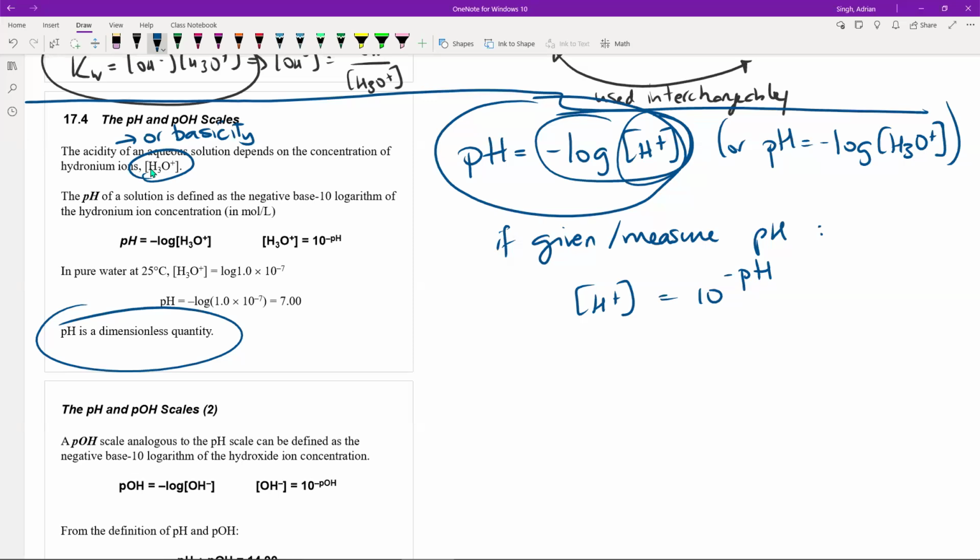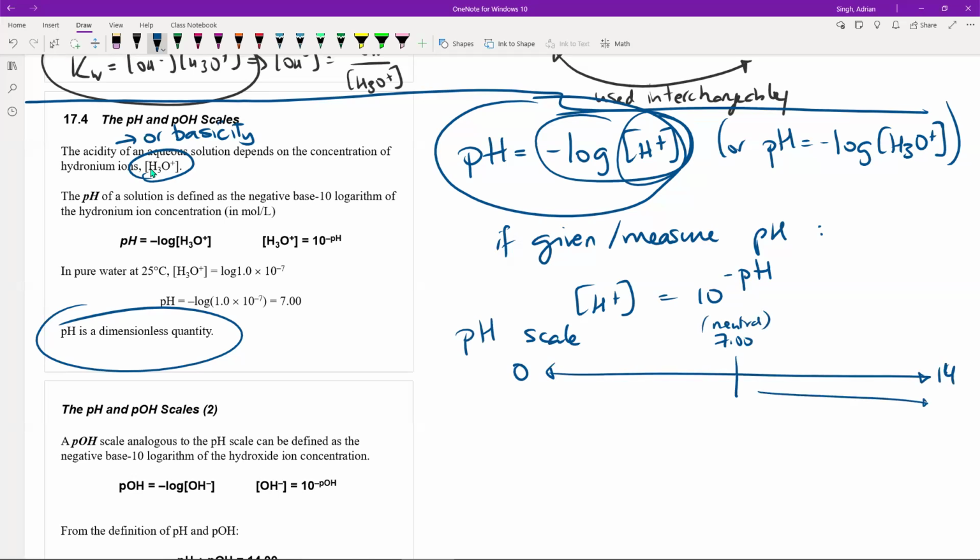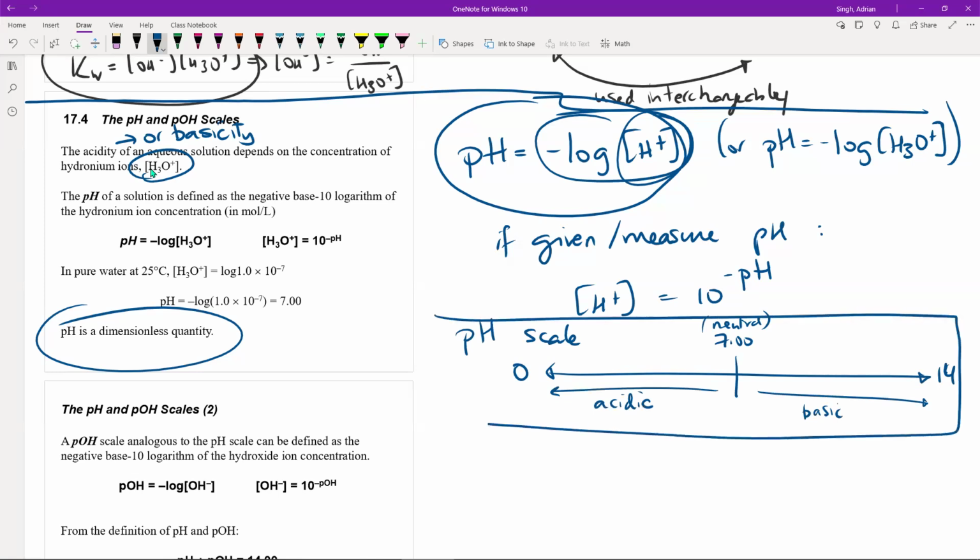Right, and as a quick reminder, the pH scale goes from 0 all the way to 14. A pH of exactly 7.00 is considered neutral. Anything more than 7 is considered basic or alkaline. Anything less than 7 is considered acidic. So again, this is something we saw previously. That's how we interpret the pH values, and this is how we calculate the pH values as well.